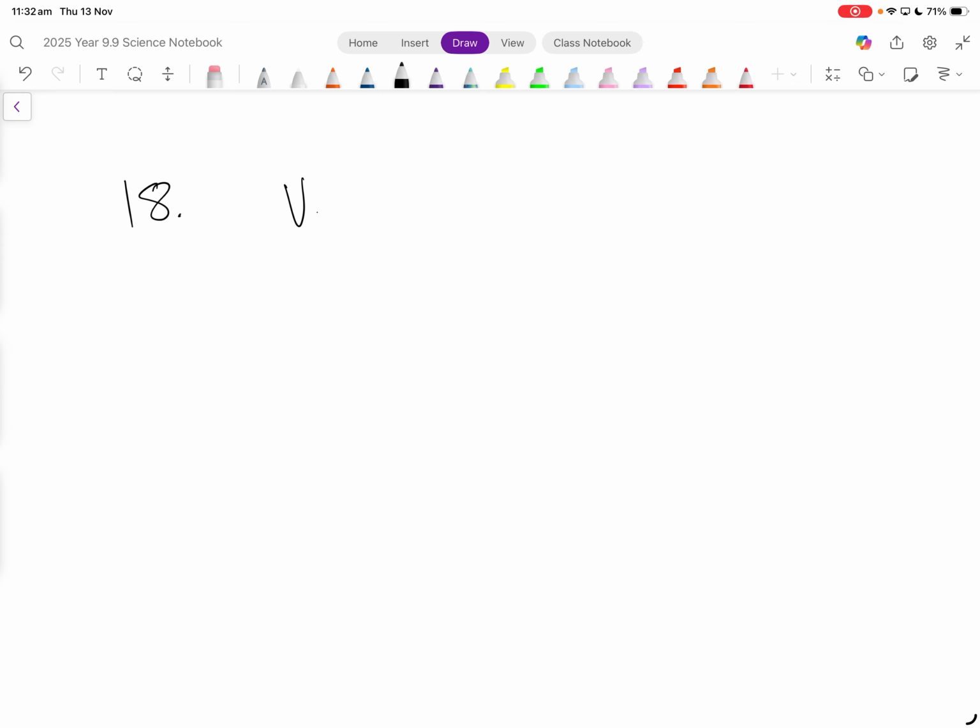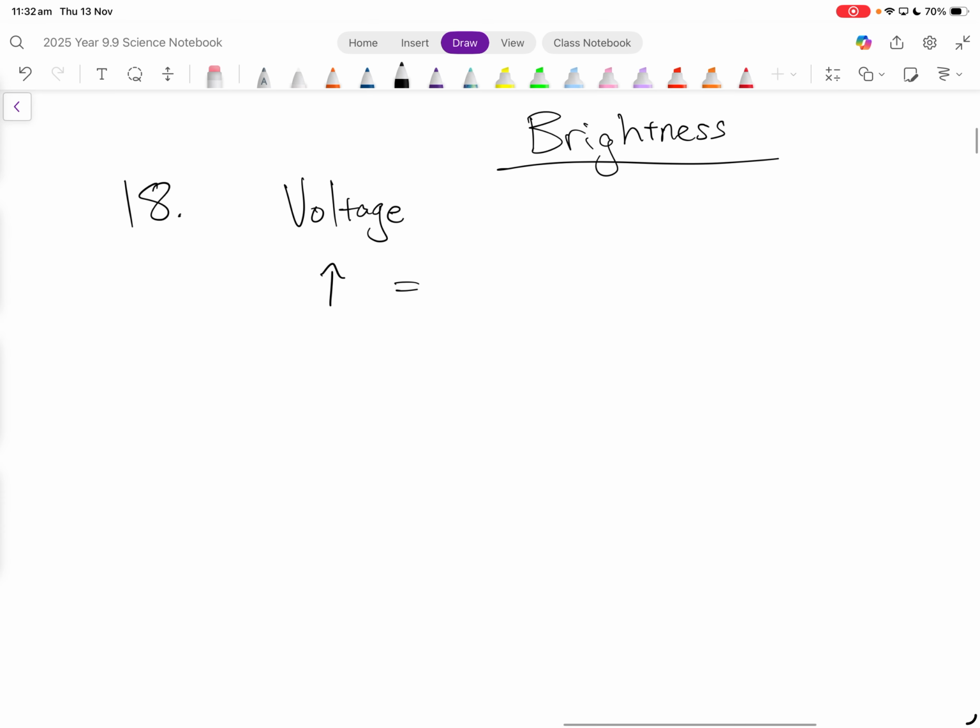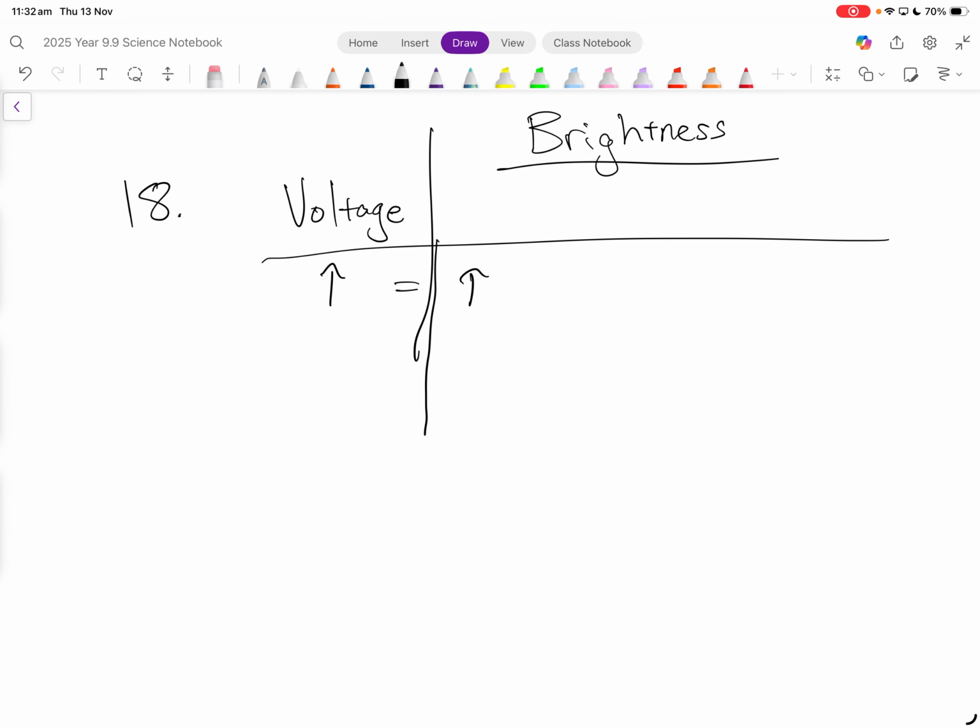Let's think about voltage and how voltage is going to influence our key idea, which is brightness. So, number one, if I increase the voltage, what is going to happen to the brightness of a globe? Increase. Excellent. The brightness will increase. Maybe I'll just draw a line here like this. Secondly, if I decrease the voltage or the push through a circuit, what's going to happen to the brightness of the globe? Decrease. Excellent.